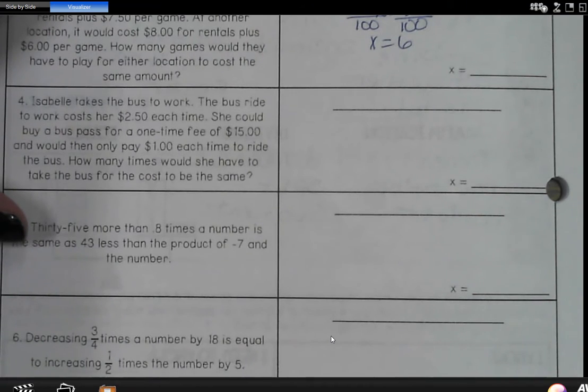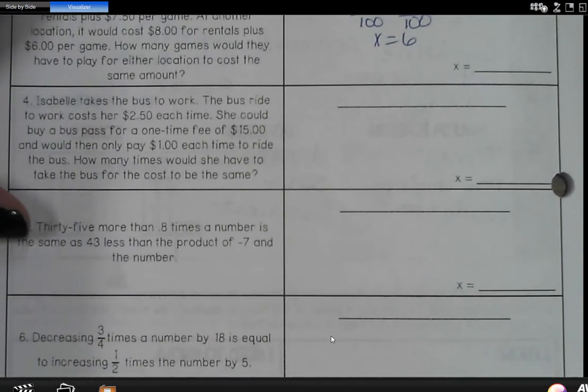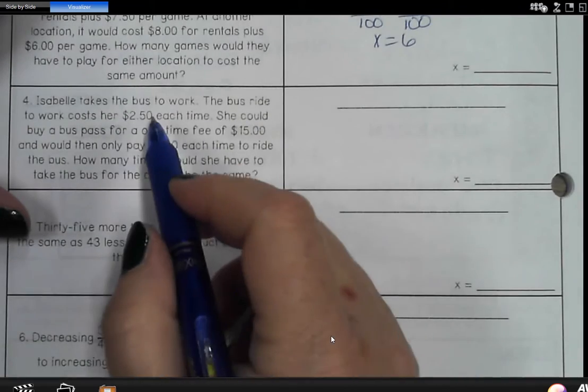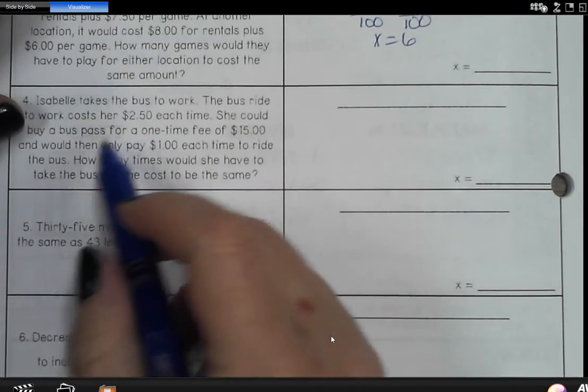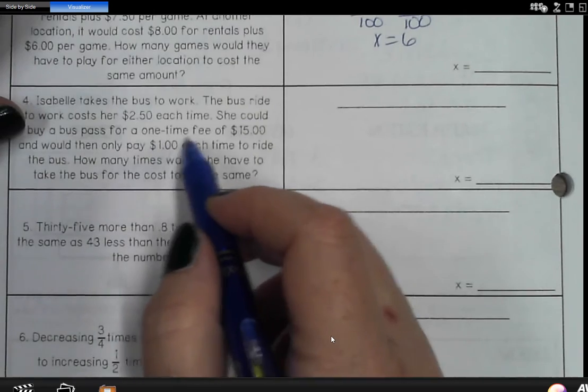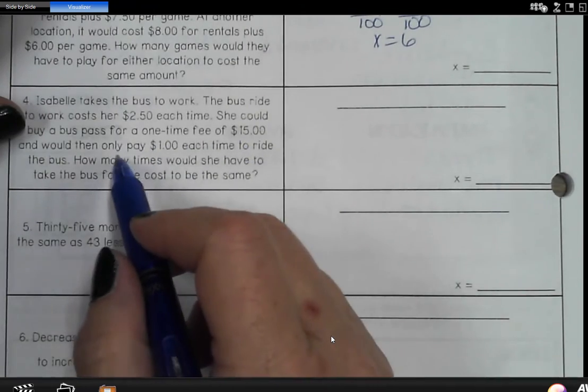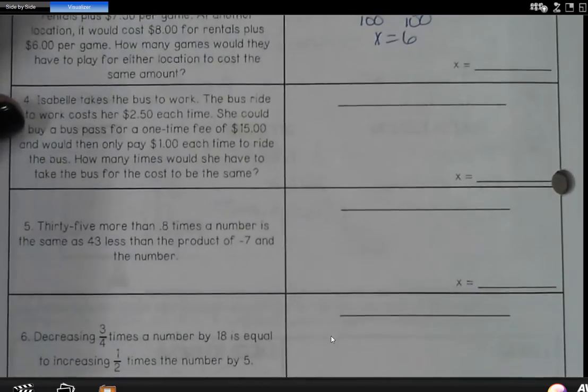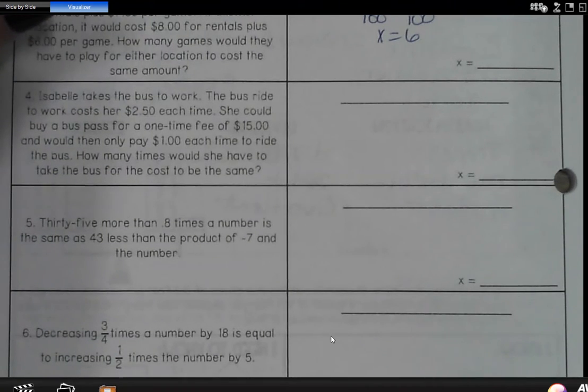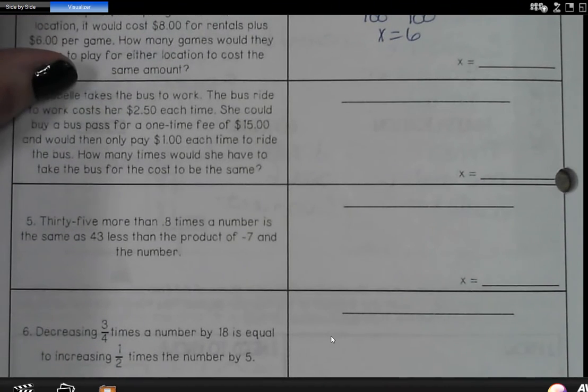Okay, let's look at number 4. I have, what, 2 things? I have a bus ride and a bus pass. So to ride the bus, it costs $2.50 each time. For a bus pass, it's a one-time fee of $15, and you would pay $1 each time. I want you to write this equation. And then we're going to go over it.